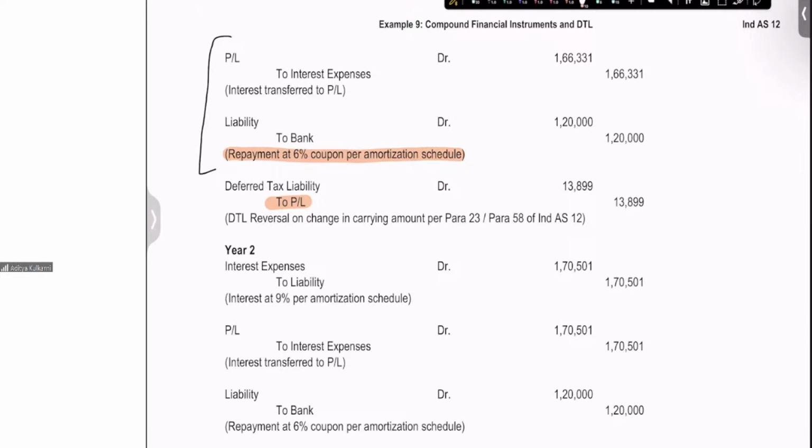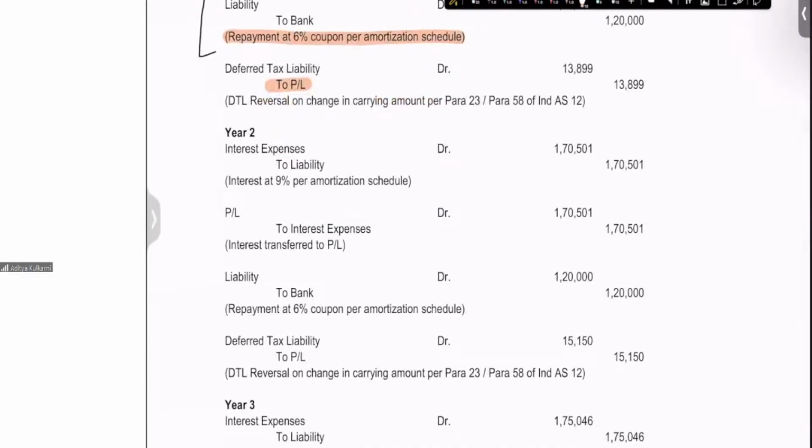After that, what is there? So we are all experts, right? The only problem with CA students, even I was one once upon a time, is that we only have a starting problem. Once the starting problem is sorted out, we can easily take off with the remaining. So in the case of year 2, the same entry is going to be passed. Only thing is the amounts changed.